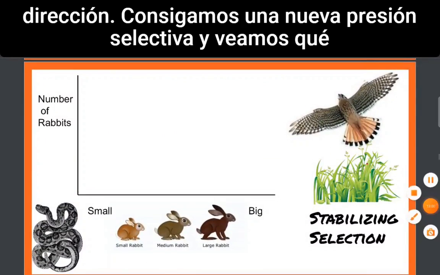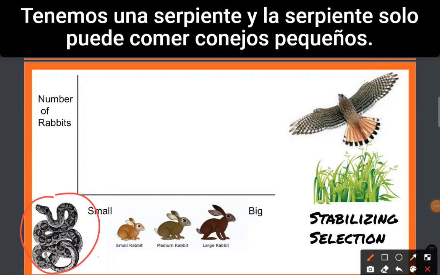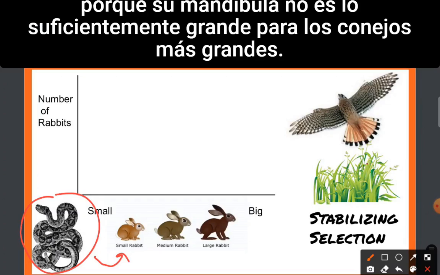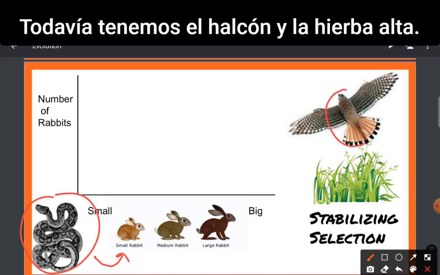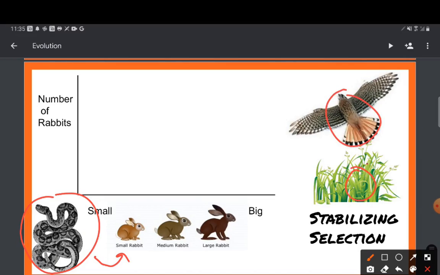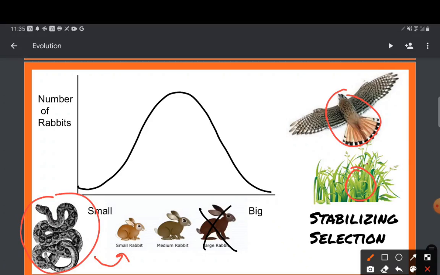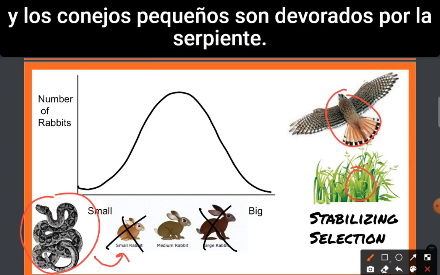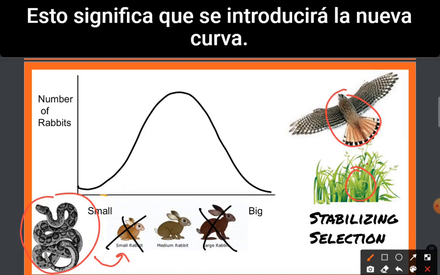Let's get a new selective pressure and see what happens. Here we have a snake, and the snake can only eat small rabbits because his jaw is not big enough for the larger rabbits. It can eat some of the medium rabbits, but very few. We still have the hawk and the tall grass. And so, what does this mean? We start with our normal curve, and then we see that the large rabbits are eaten by the hawk, and the small rabbits are eaten by the snake. This means that the new curve will be pushed in.